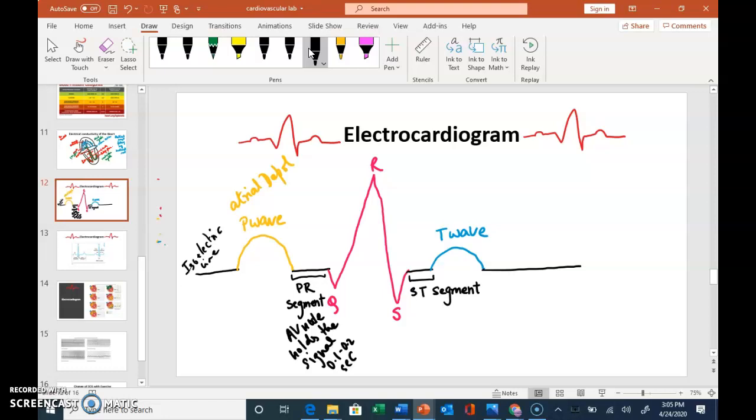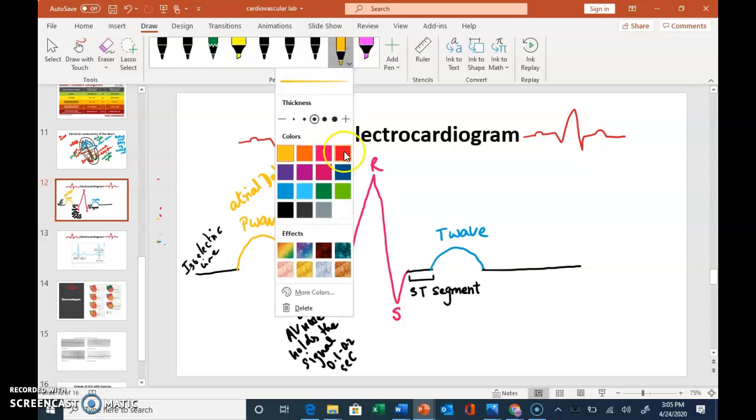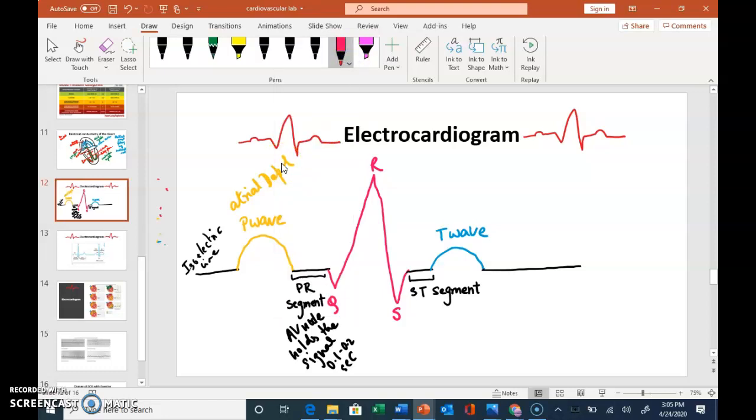Then we have another very, very prominent wave. This is called the QRS complex. And the QRS complex represents ventricular depolarization. This represents QRS. This is ventricular depolarization. Okay. Then we have ST wave.